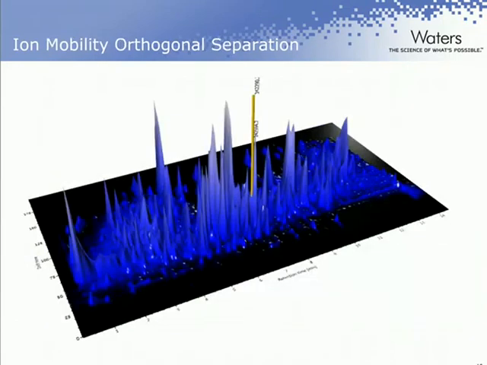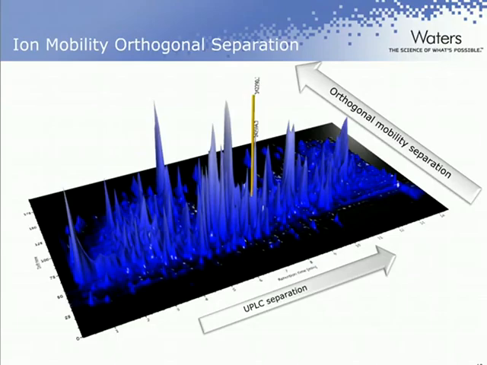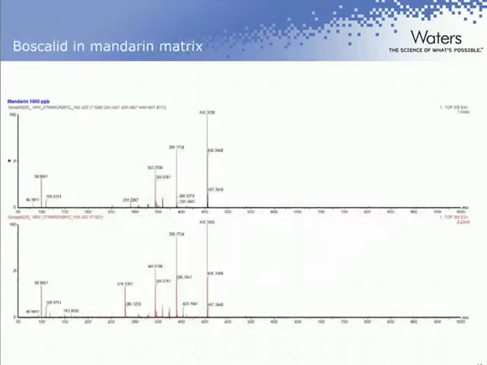Let's take a look at that in the three-dimensional view. Our pesticide is there in the center, and we have the UPLC separation here, left to right, and then top to bottom, we have the orthogonal mobility separation. So you can clearly see how we get separation of the components orthogonal to the UPLC separation that you conventionally produce.